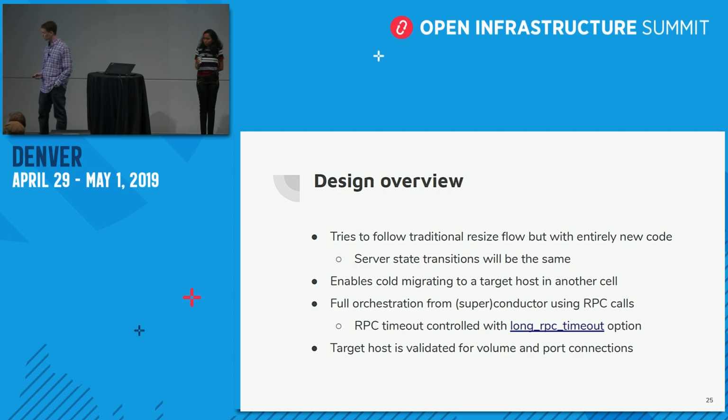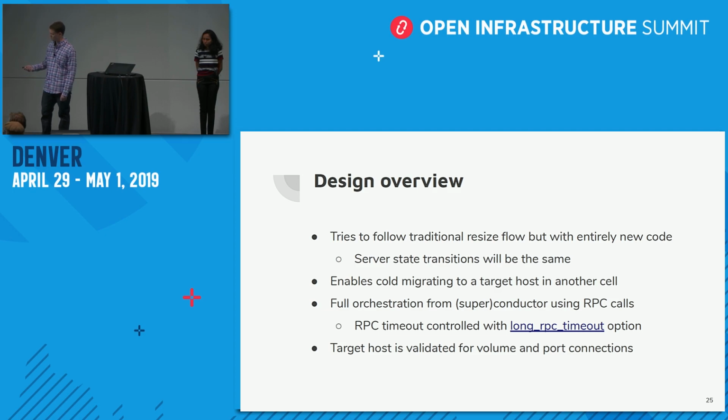One of the differences with cross-cell resize compared to traditional resize is that there needs to be orchestration at what we call the top. That's really the control service. What we sometimes refer to as superconductor is just a normal conductor service, but it's running at the top layer of the topology, it has access to the API database, and it can do things with the different cells. So with cross-cell resize, it's the conductor that's going to be coordinating how the resize works instead of the computes doing RPC asynchronous casts to each other.